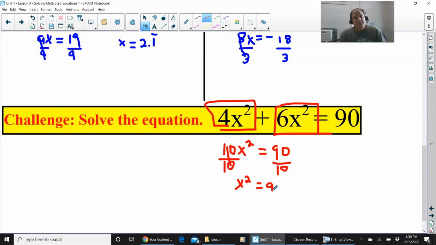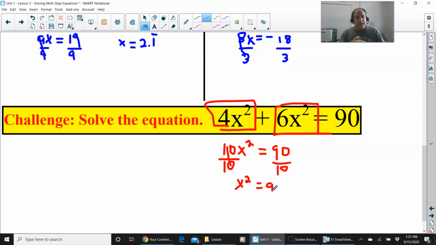So addition and subtraction are inverse operations of each other. Multiplication and division are inverse operations of each other. But there's also another set of inverse operations. And that set of inverse operations has something to do with x squared. Does anybody know what is the inverse operation of x squared? If you said square root, you're correct.